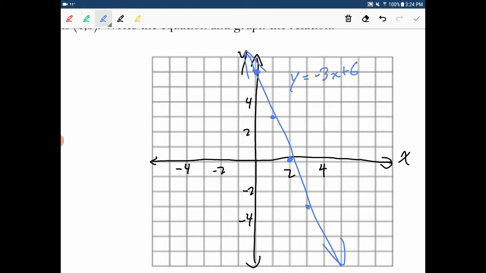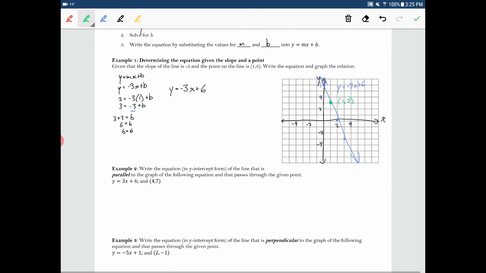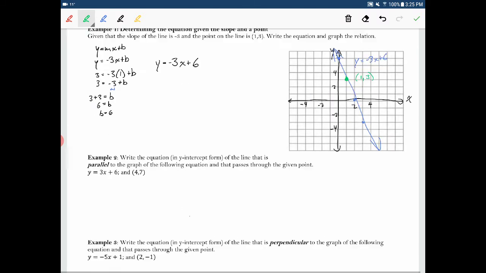Now the question is, did we do it right? Which is super easy to check because we have a point on the line that we were given, and that point was (1, 3). So we say, well, is that on this line? And yes, it is, because that's that point right there. That's our (1, 3), which means we did it right. So that's good news.